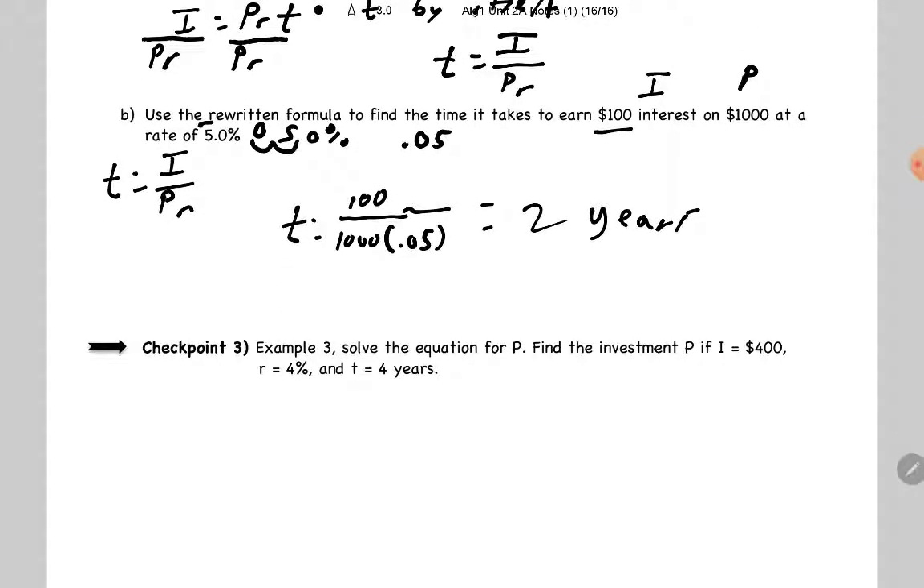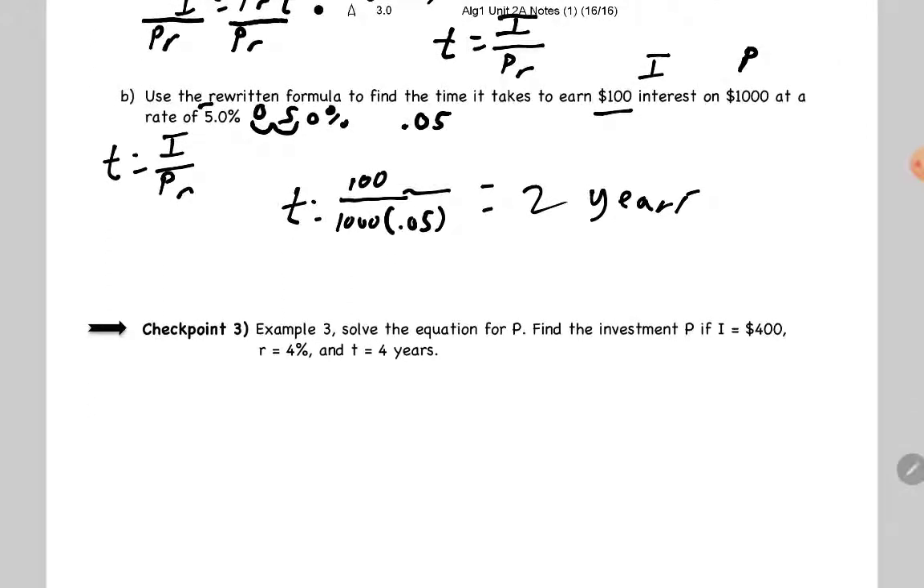So example 3, solve the equation for p this time. We had I equals PRT. They want to find p this time. So p is the initial investment. And it's going to be done very similar. So r and t are being multiplied to p, so I'm going to divide by r and t. So I have p equals I over rt.